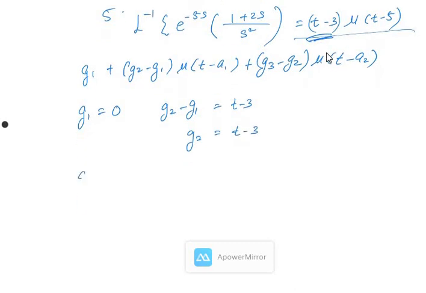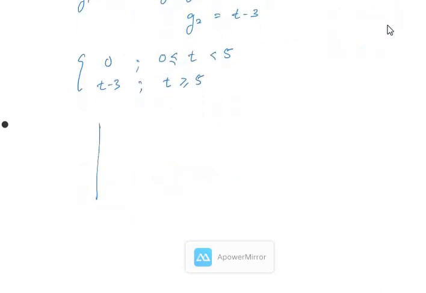So now we can write the step function in which we have 0. And then if you look at here, it's t minus 5. So this means that is from 0 to 5. And then next one, g2 is t minus 3. So this is t more than or equal to 5. So this is a step function. Then from the step function, we can draw or sketch the diagram.